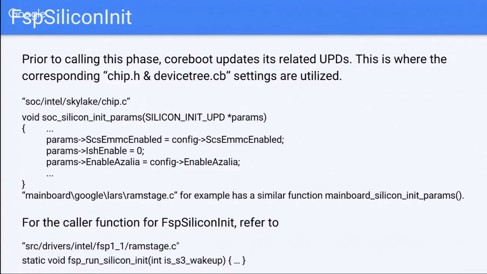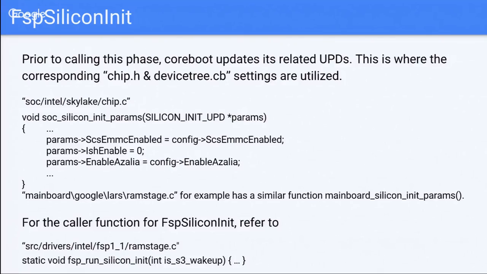And also in the board directory, you have the ramstage.c that has a similar function, mainboard_silicon_init_params. And I think it could be a placeholder. Right now I think when we're doing GPIO, we're calling the GPIO configuration in that function for the mainboard. For the caller function for FSP silicon init, you can also look at FSP 1.1 ramstage.c, and that's where you actually call into the FSP silicon init with, of course, the parameters.